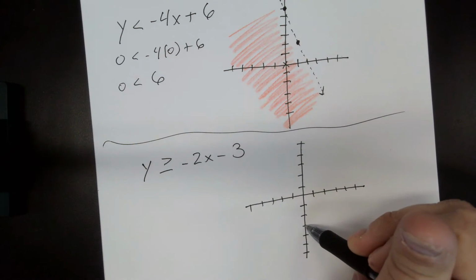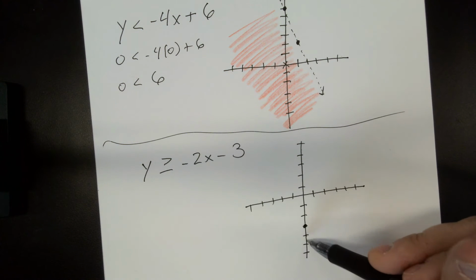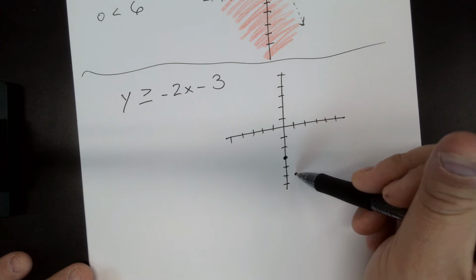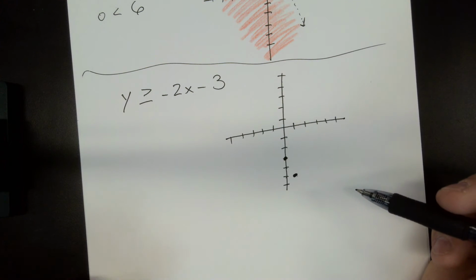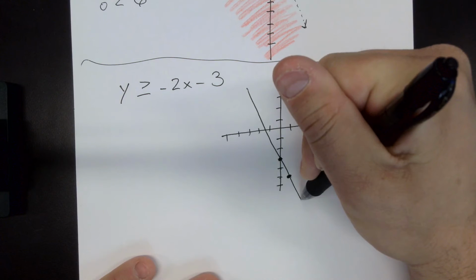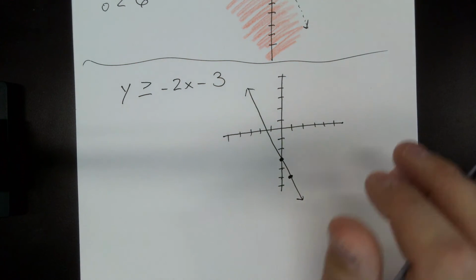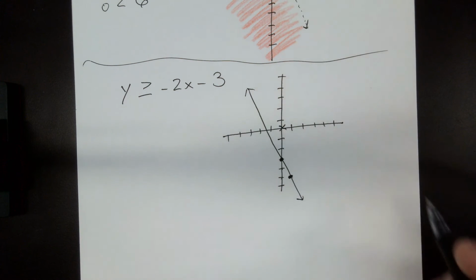We're going to go down 3 because that's our y-intercept. Then down 2 more over 1. Okay, now what? How do you know it's solid? So now you need to register which side 0, 0 is on. This side right here, right?